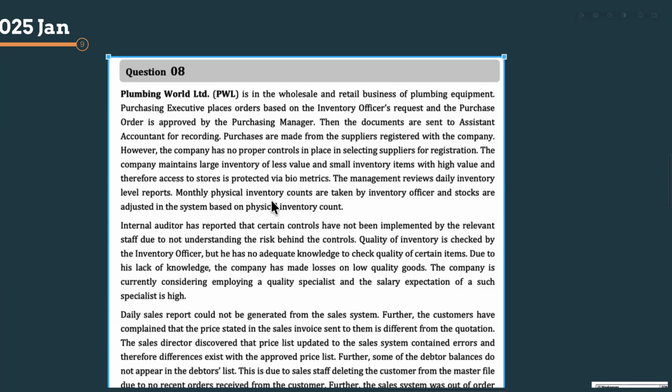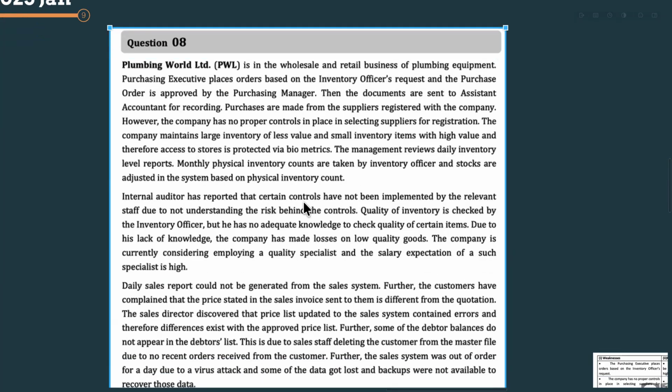And the management reviews daily inventory level reports. Monthly physical inventory counts are taken by the inventory officer and stocks are adjusted in the system based on the physical inventory count. Right? An internal auditor has reported that certain controls have not been implemented by the relevant staff due to not understanding the risk behind the control. So this is also one of the deficiencies. What's the recommendation we can give? We have to provide proper training to these people. Because without understanding why we have these controls, why we have to follow these procedures, no one is going to follow them. They don't know the benefit. So we have to provide staff training. That's a control weakness and recommendation.